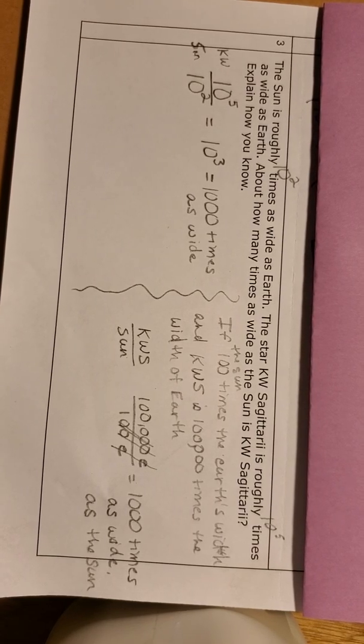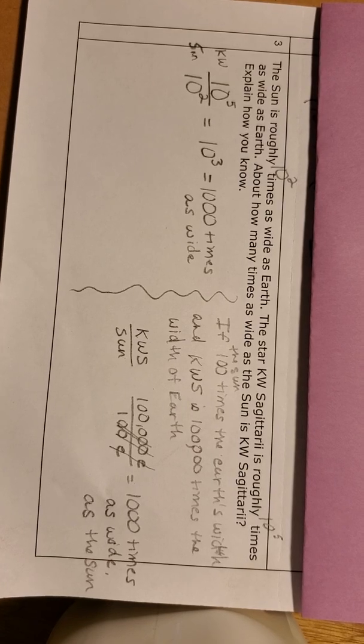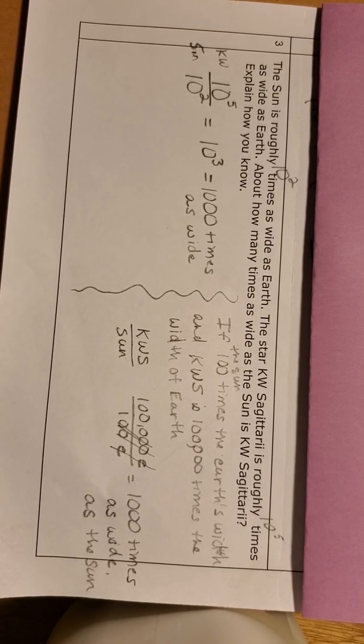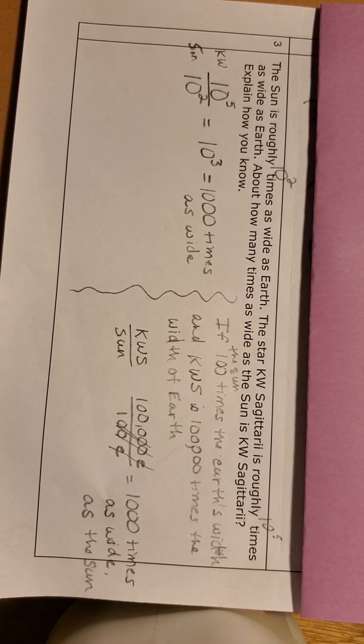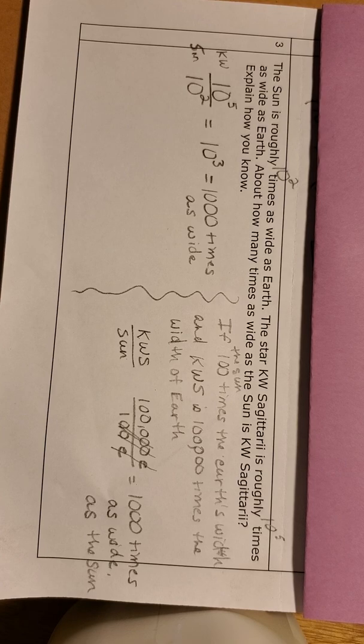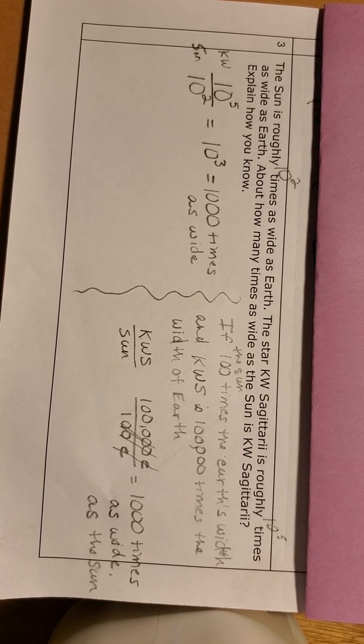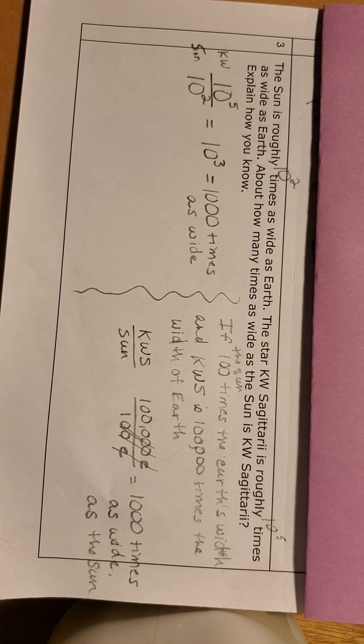Section 3 of this homework is applying the exponent rules again, in a word problem. The sun is roughly 10 to the 2nd times as wide as the earth, and the star KW Sagittarius is roughly 10 to the 5th power times as wide as the earth. About how many times as wide as the sun is KW Sagittarius?